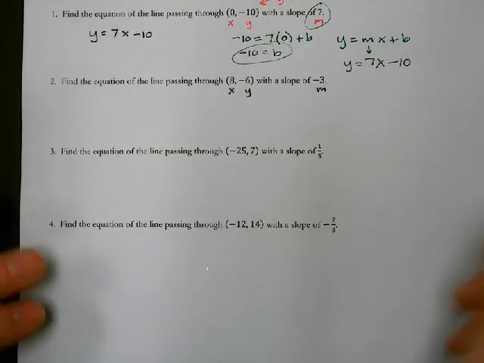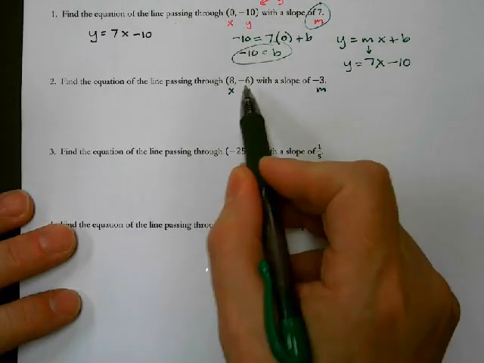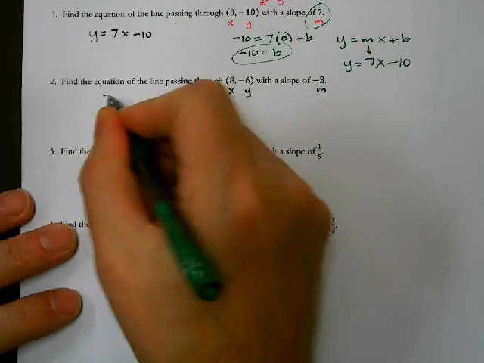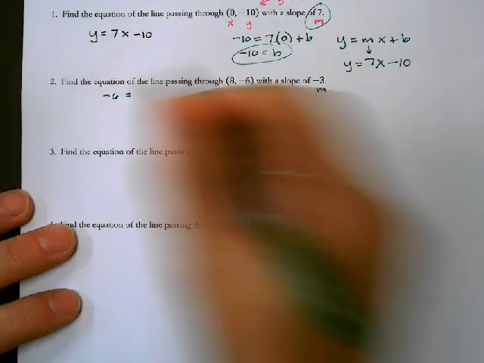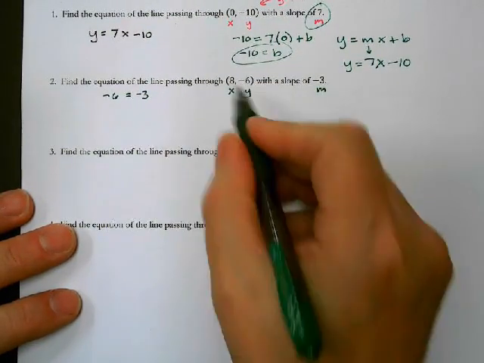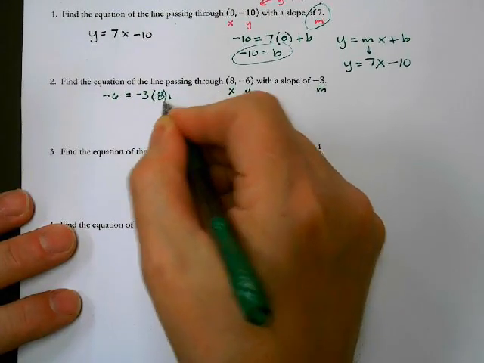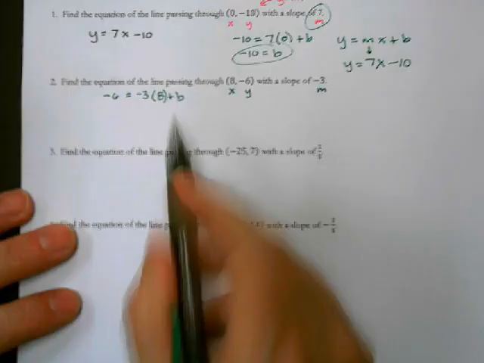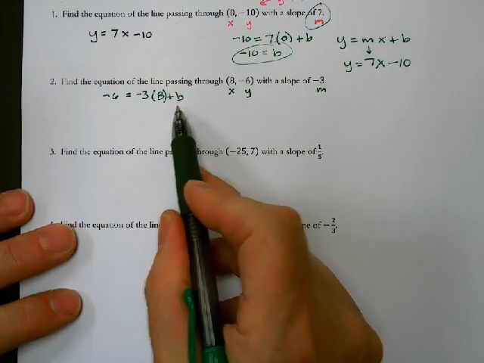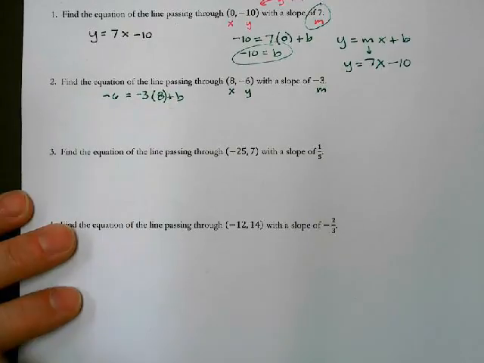So here we go. I'm going to use y equals mx plus b. Instead of y, I plug in negative 6. Instead of m, I plug in negative 3. Instead of x, I plug in 8 plus b. So I want to find out what b is. I plugged in y, m, and x. Okay, now I just do the math.